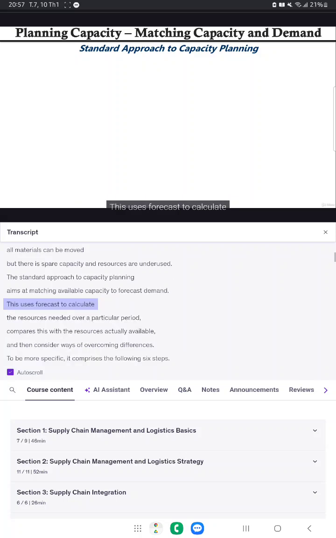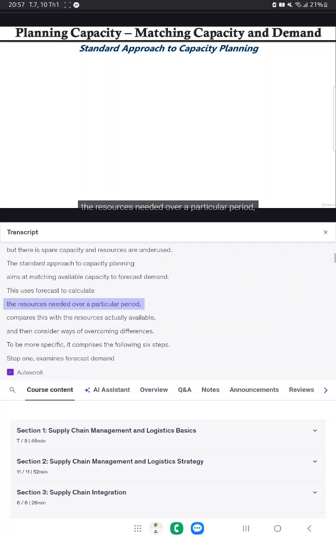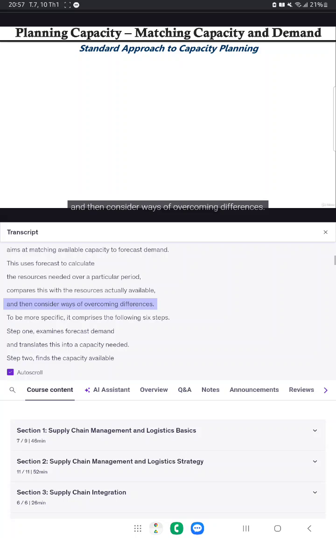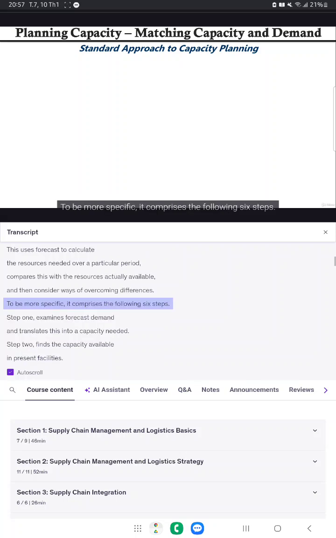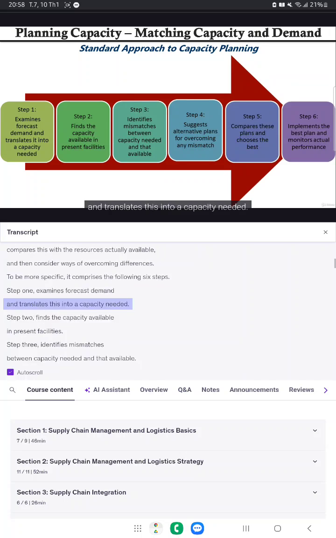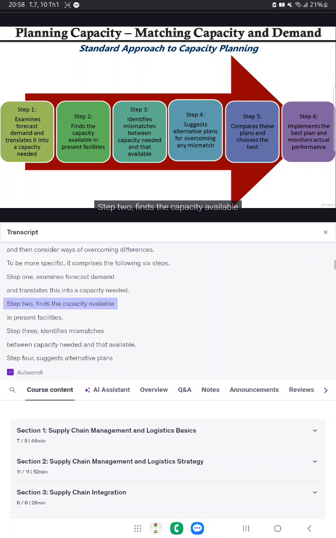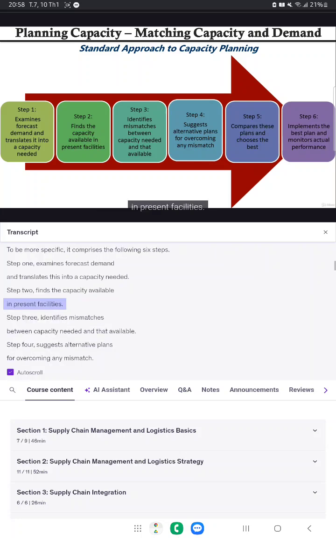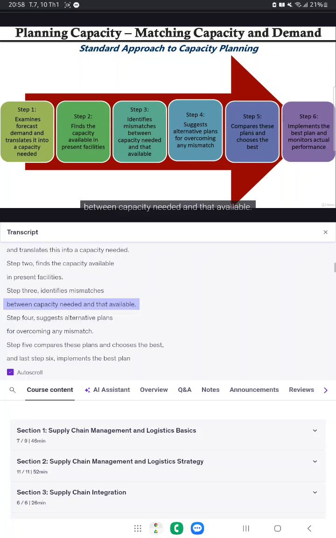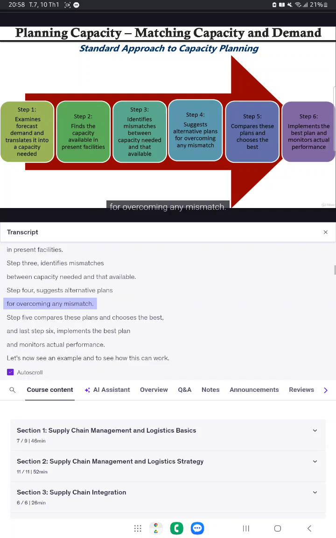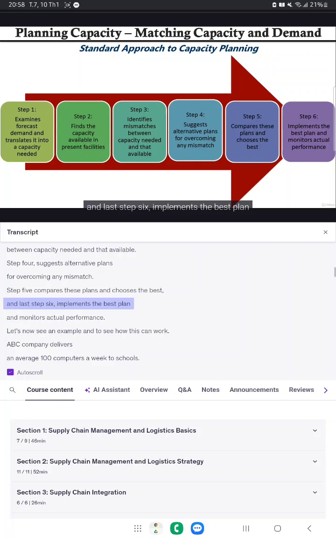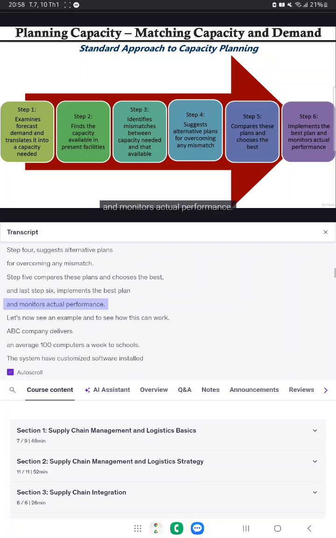This uses forecasts to calculate the resources needed over a particular period, compares these with the resources actually available, and then considers ways of overcoming differences. To be more specific, it comprises the following 6 steps. Step 1 examines forecast demand and translates this into a capacity needed. Step 2 finds the capacity available in present facilities. Step 3 identifies mismatches between capacity needed and that available. Step 4 suggests alternative plans for overcoming any mismatch. Step 5 compares these plans and chooses the best. And last, step 6 implements the best plan and monitors actual performance.